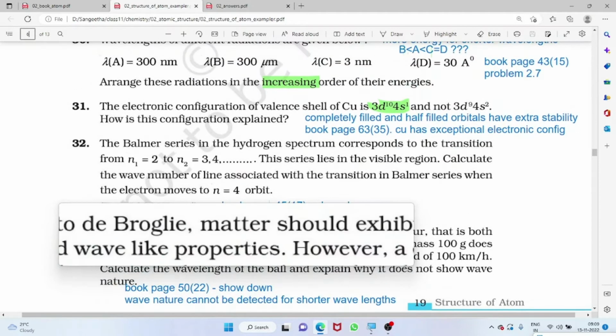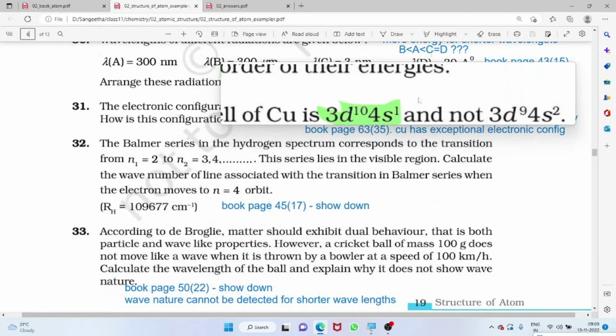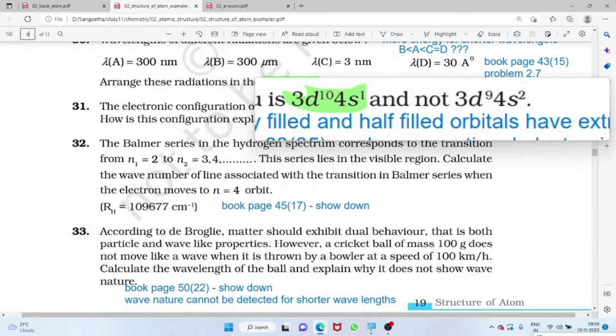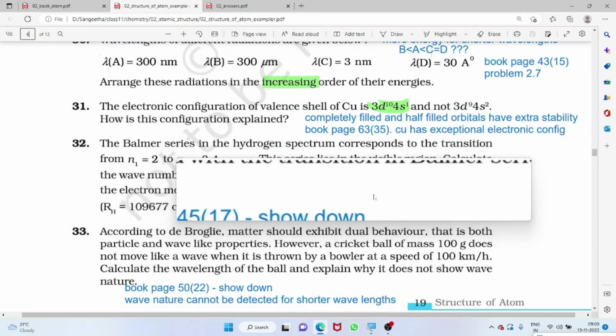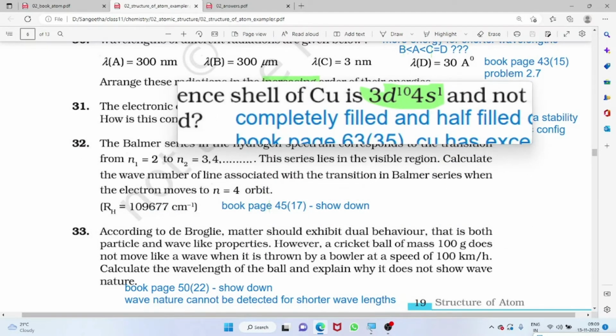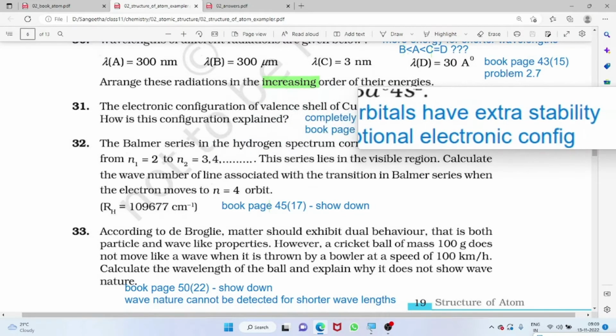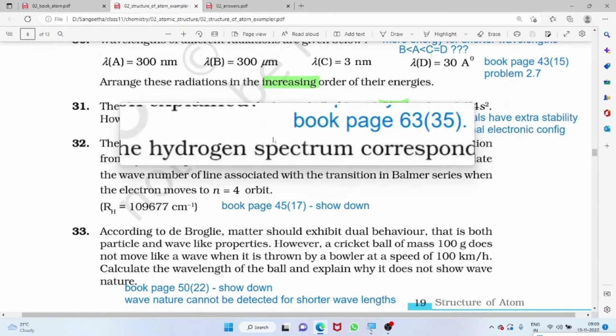The electronic configuration of valence shells of copper is 3d10 4s1 and not 3d9 4s2. How is the configuration explained? See this, as I said, completely filled and half filled orbitals have extra stability.